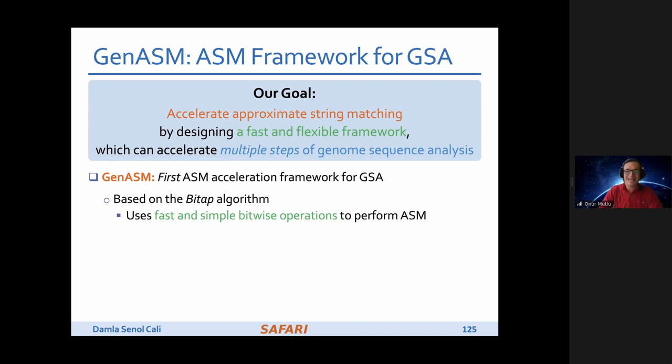Oh, okay, you covered it. That's nice. Somebody presented your work, GenASM. Yes. Oh, okay. You covered GenASM, not the Bitap.